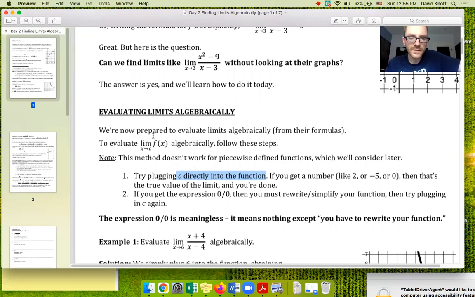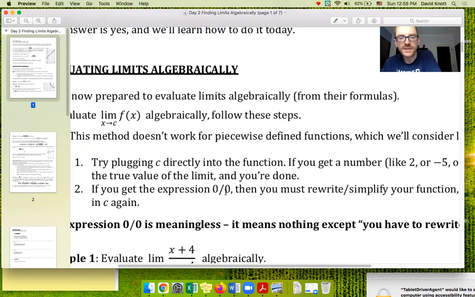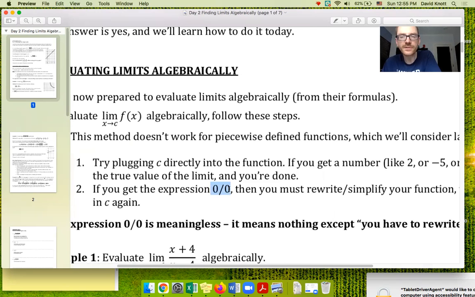Okay, so if you plug c into the function and you get 7, then the value of the limit is 7. That's it. There's nothing more to it. Most of the time, that's not what will happen. Most of the time, instead, you'll get something like 0/0. If you get the expression 0/0, what that means is that you have to rewrite your function. It means you have to simplify your function.